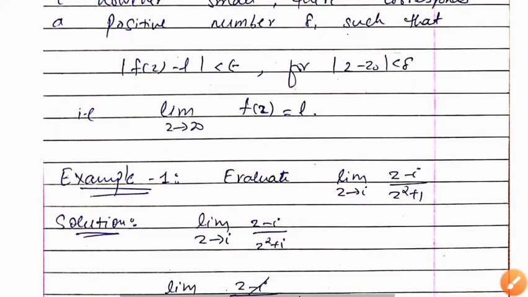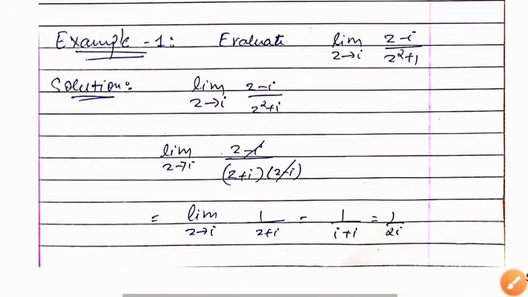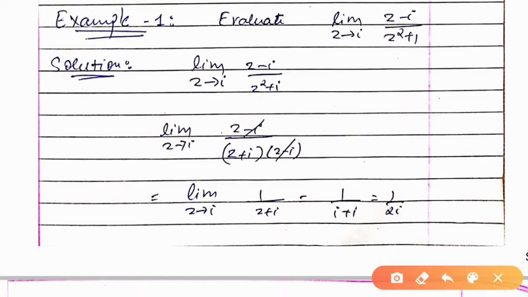Now see, here there are two types of examples. First is to find the limit of the function, and second is to determine whether the limit exists or not. Now first example is evaluate limit z tends to i of the function z minus i upon z square plus 1. See, this is our function.